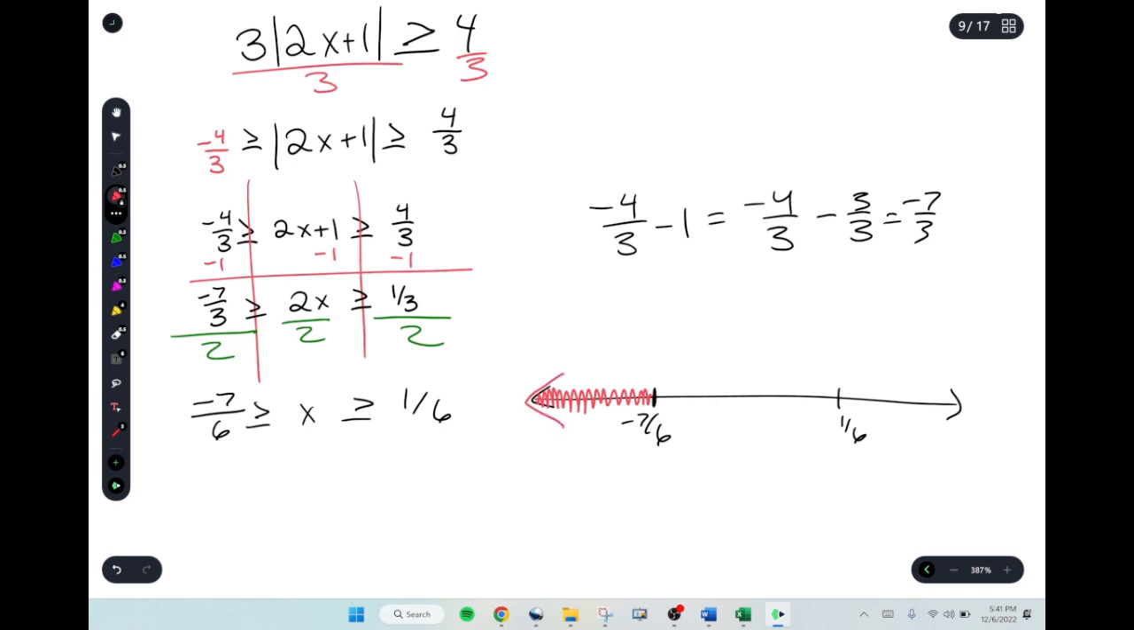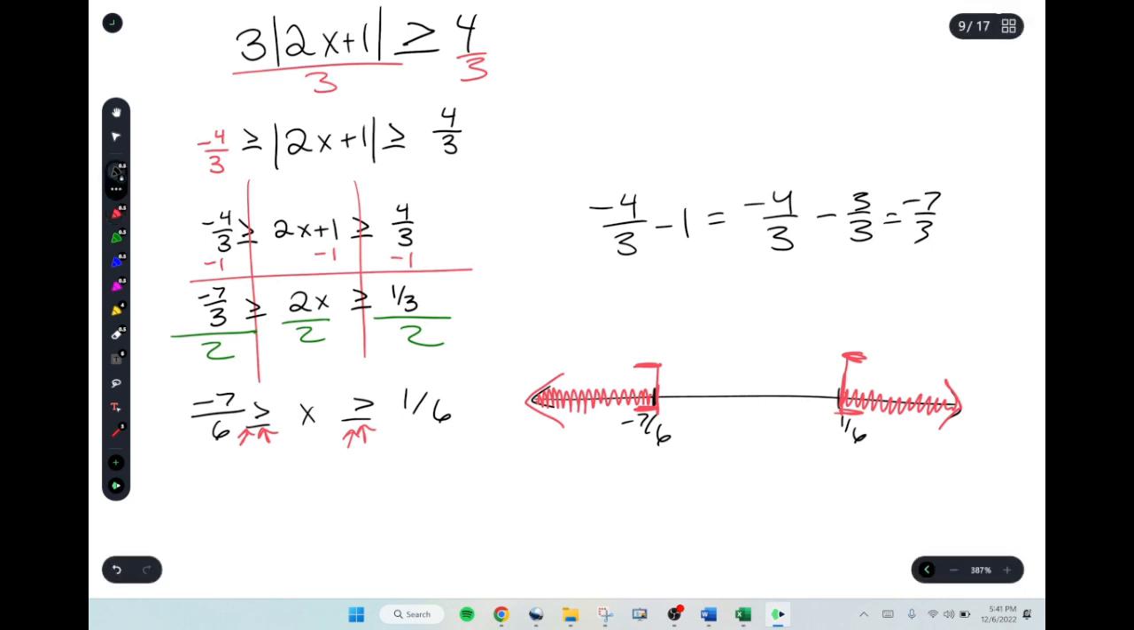And x is greater than 1 over 6. So it goes, so would that be a union? It's a closed interval, and it's a closed bracket because of the greater than symbol right there, right?